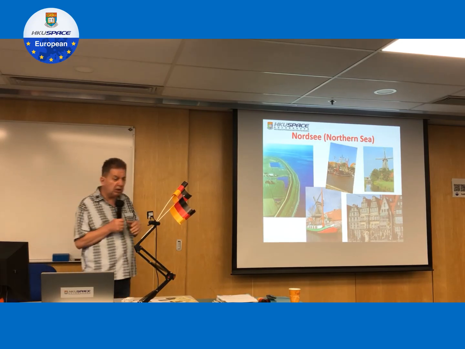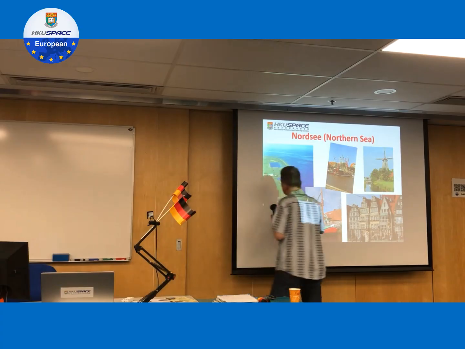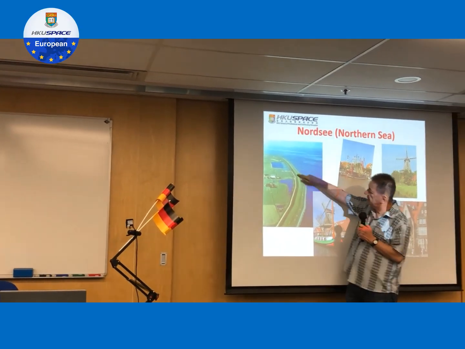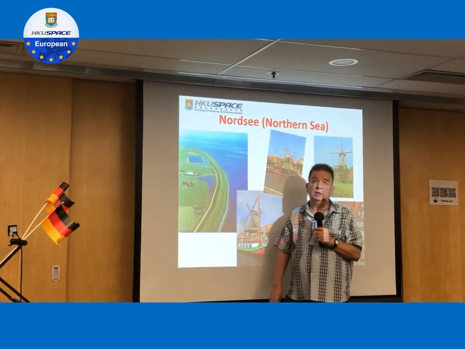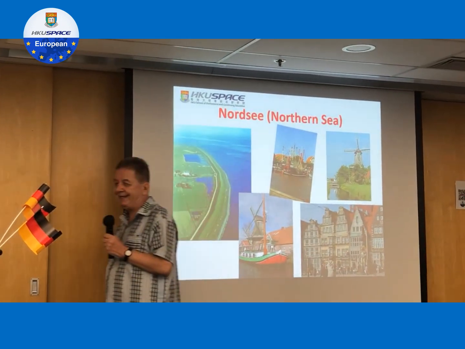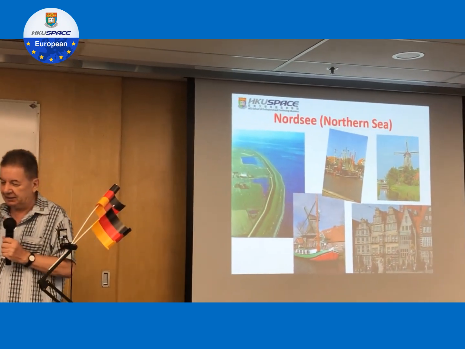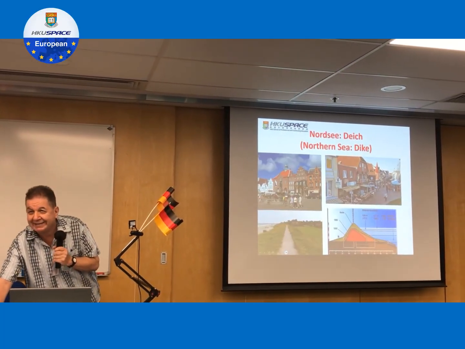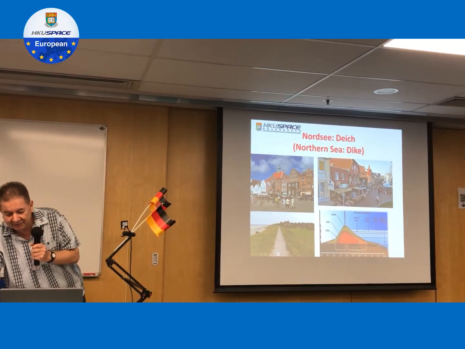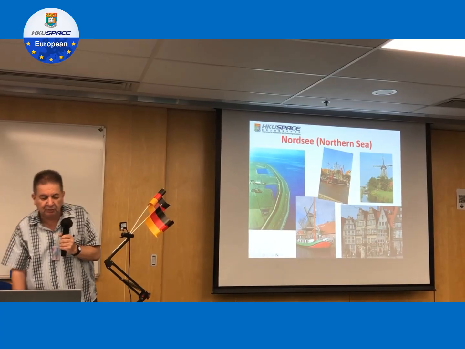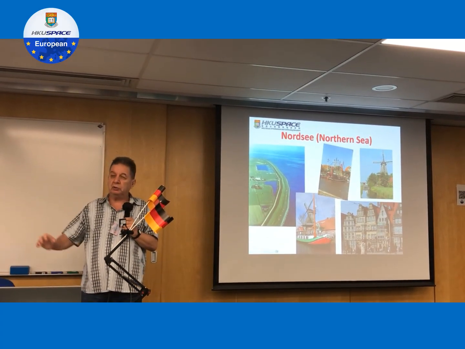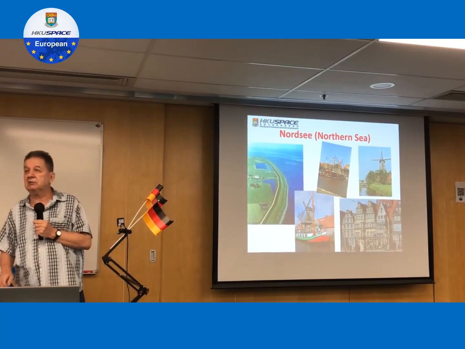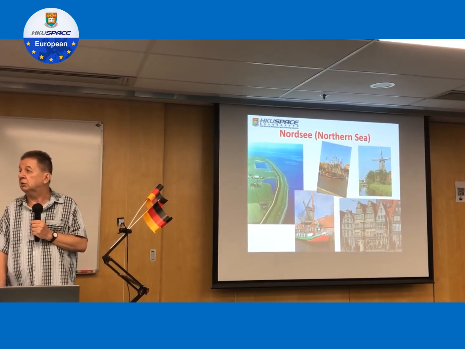We look at this part here, the green part here, and we see this thing here is artificial. It is called Deich. Deich. Yeah, the English term is dike. So all along the German northern sea coast, there is the Deich. It's an artificial structure to keep the water out.